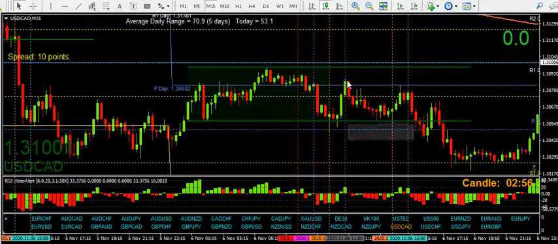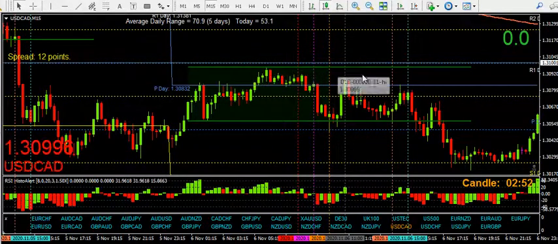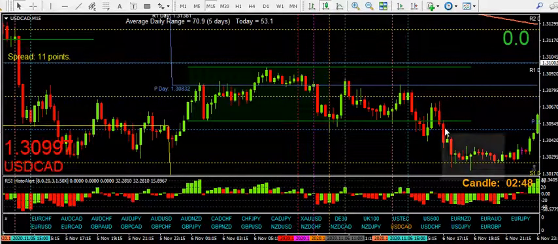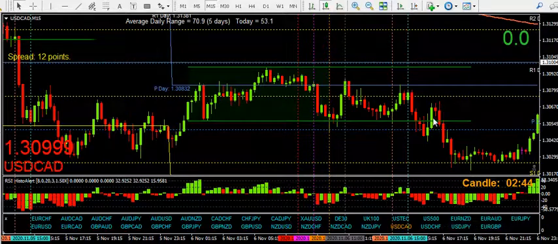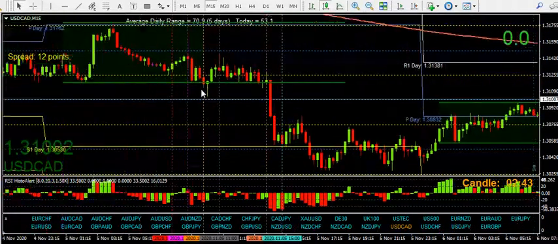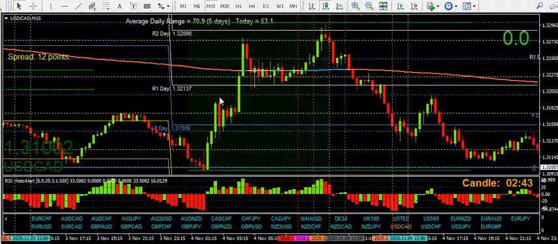So if you've got some decent quality horizontal levels, guys, you can trade it using a decent momentum indicator and a few decent candlestick chart patterns. You do not need anything else.